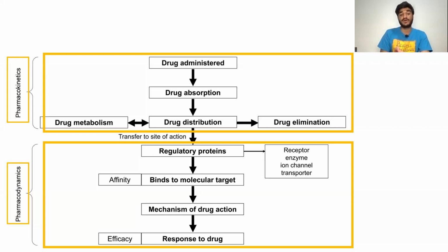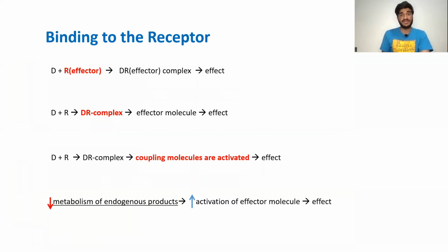And in pharmacodynamics, we study the affinity, like how the drugs bind to the molecular target, like what is the affinity of each drug. These are important because we actually categorize the drugs based on the affinity and the efficacy. In the efficacy, we see the response of the drug. And actually, in pharmacodynamics, we study how the drug binds to the receptor.